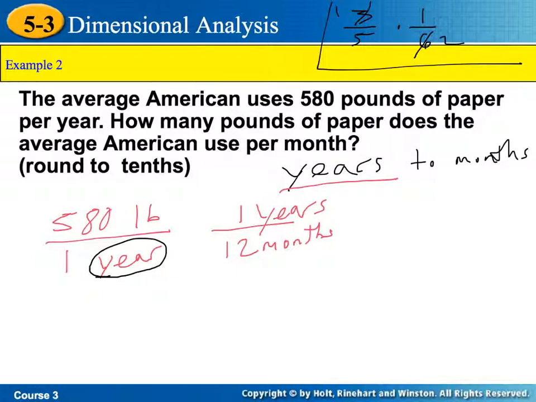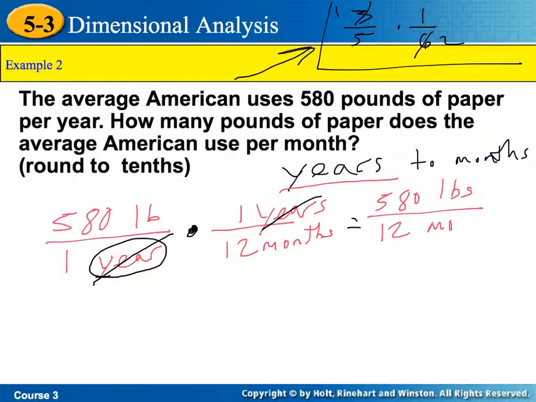Okay, we're going to be multiplying here. We're always multiplying. Think about that. We always multiply inside these conversions. So I actually cancel these out just like I did up here. I cancel my years out because they have a common label of years, and multiplying straight across, I get 580 pounds in 12 months.